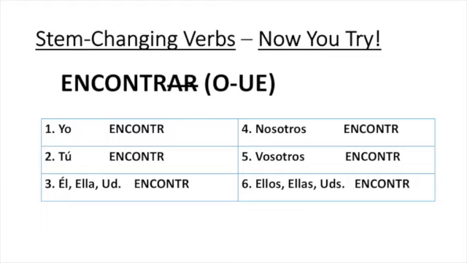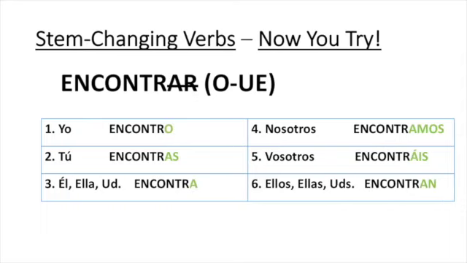E-N-C-O-N-T-R. Next, we're going to throw in our AR verb endings because this is an AR verb. Encontro, encontras, encontra, encontramos, encontráis, and encontran. Well, that's not totally right because we know that the nosotros and the vosotros are good. They don't change because they're not inside the boot. But everywhere else in encontrar, our O must change to a UE. So here inside the boot, we see encuentro, encuentras, encuentra, encontramos, encontráis, and encuentran, changing the O to a UE.